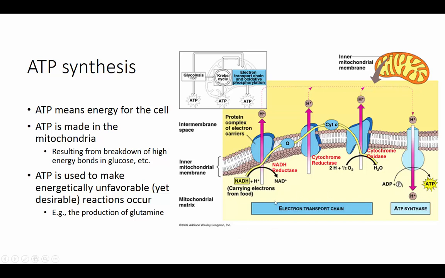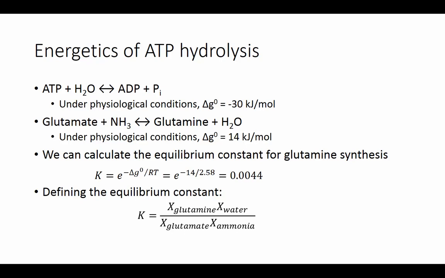So then ATP can be used to couple reactions for things like the production of glutamine or other unfavorable yet very desirable for the cell types of reactions. And so the energetics look like this, where we have the ATP hydrolysis, that high energy, as they call it, phosphate bond gets cleaved, and under physiological conditions that gives a delta G of negative 30 kilojoules per mole. So that's energy released, and that energy can be used to do work.